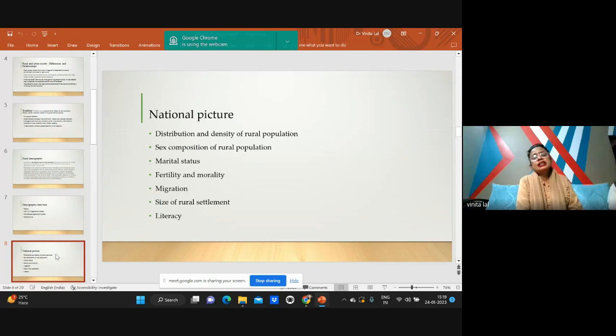Now we come to the national picture in demography. Distribution and density of rural population is one of the major characteristics. Then sex composition of rural population, marital status, fertility and mortality, migration, size of rural settlement, and literacy. I think we all know these things, but I would like to tell you a little bit about the density of rural population. We have a clear idea about the growth of population in the various states and union territories as well as the country as a whole. Why do some states have more population than others? Can anybody tell me? Why do some states have more population than some others?